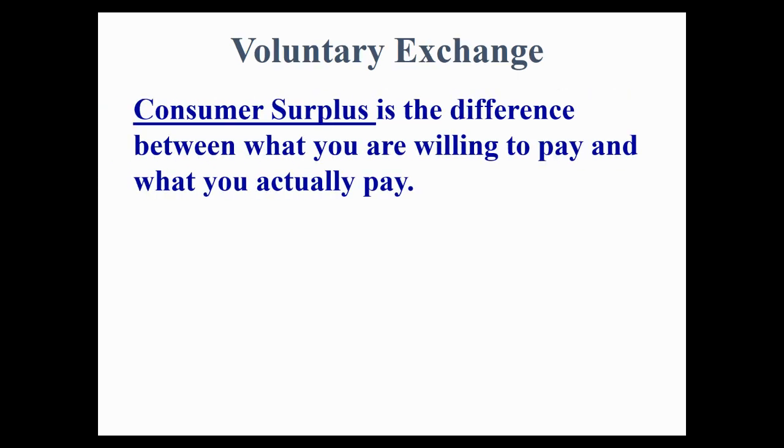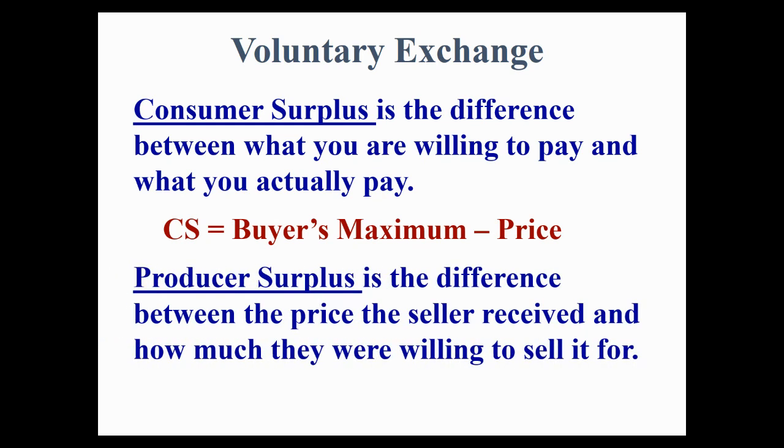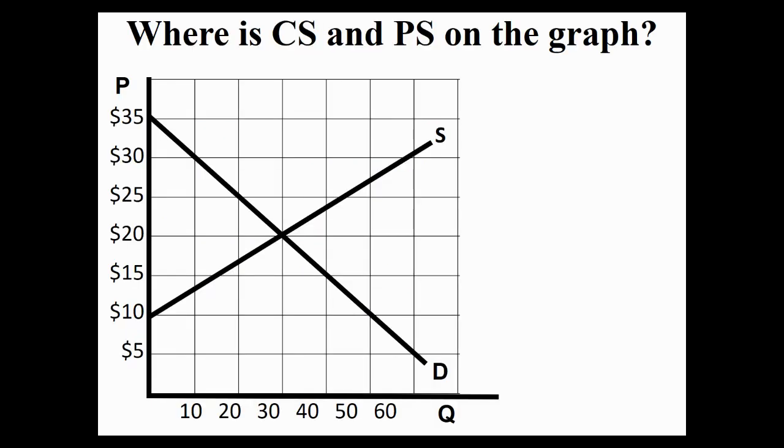So the consumer surplus, once again, is the difference between what you're willing to pay and what you actually pay, right? Consumer surplus is equal to the buyer's maximum minus the price. Producer surplus is the difference between the price that the seller receives and how much they're willing to take for it. Okay. So the producer surplus is the market price minus the seller's minimum that they're willing to take.